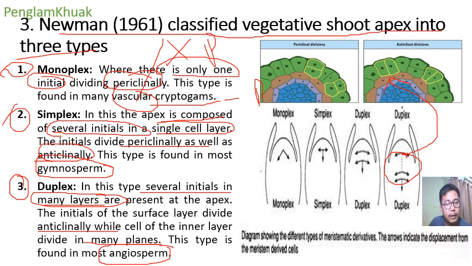Keep in mind, duplex is for angiosperms, simplex is for gymnosperms, and monoplex is for vascular cryptogams, that is pteridophytes. That's it for the theories of shoot apical meristem. I hope that's helpful.